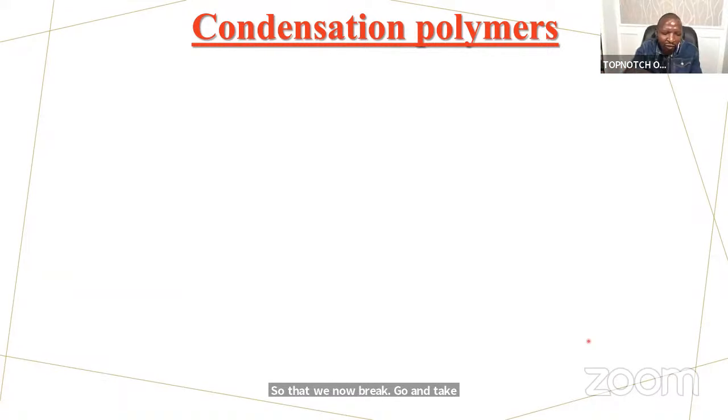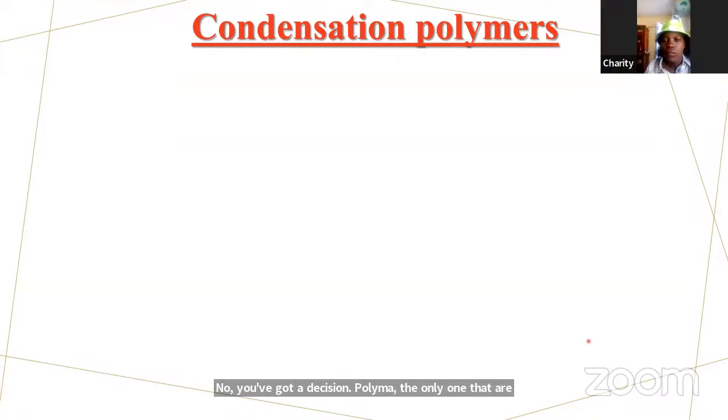Now, we have condensation polymers, the only ones that are tested there. We have the natural polymers: wood, proteins, starch, and cellulose. Those ones are just going to be taught to mention. In natural polymers we have starch, cellulose.